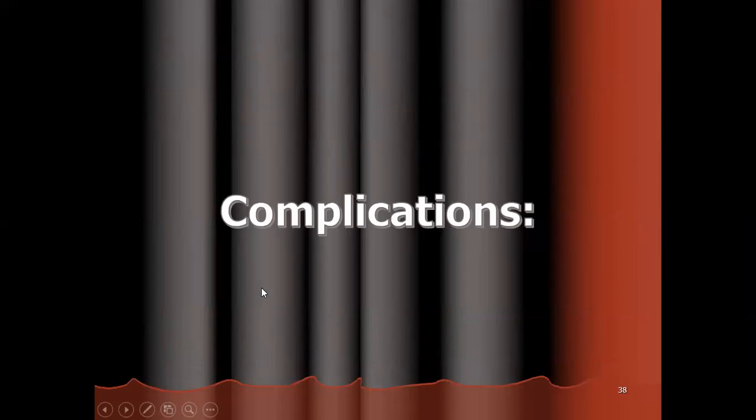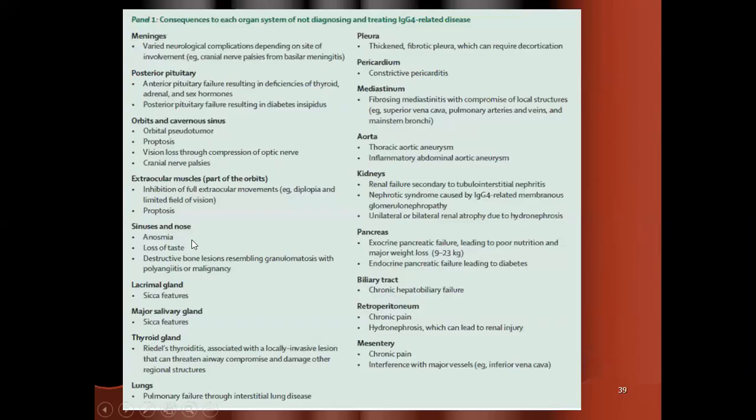Complications are another presentation of the disease according to the affected system. For example, meninges: variable neurological complications depending on the site of involvement, cranial nerve palsies from basilar meningitis, for example. Anterior pituitary failure resulting in deficiencies of thyroid, adrenal, or sex hormones, and posterior pituitary failure resulting in diabetes insipidus. I mentioned a few minutes back the lady who presented with a pituitary mass.